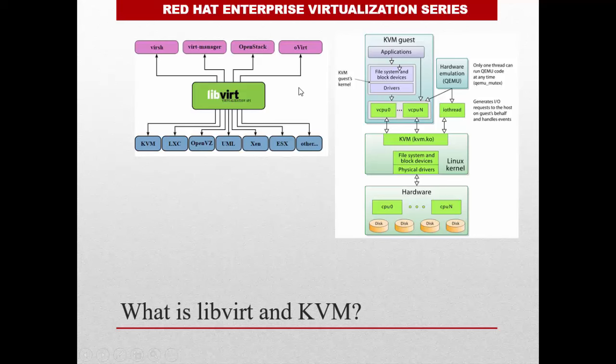So what is libvirt? Libvirt is a virtualization management API, which your VM tools such as oVirt, Virt-Manager, or the virsh shell will talk to, and in turn it will talk to your other hypervisors such as KVM and ESX. So this is a management API, if you will, which will sit on your RHEL host.